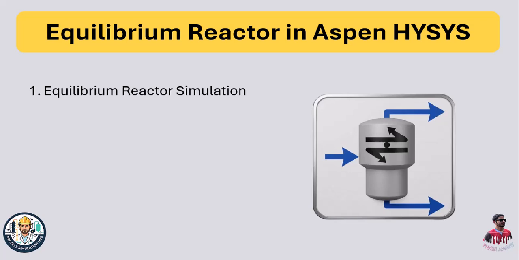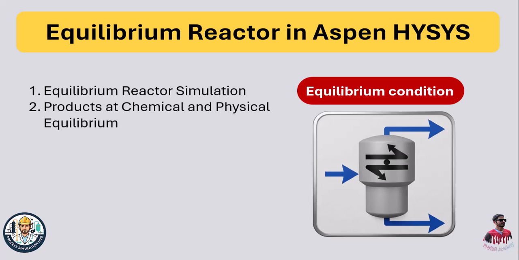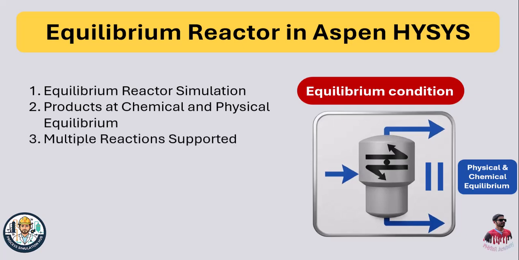The equilibrium reactor is used to simulate chemical reactions that reach equilibrium conditions. The outlet streams from the reactor are assumed to be in equilibrium with respect to both chemical reactions and physical phase conditions. Any number of equilibrium reactions can be included in the reaction set connected to the equilibrium reactor. These reactions can occur simultaneously or in a sequential manner within the reactor model.